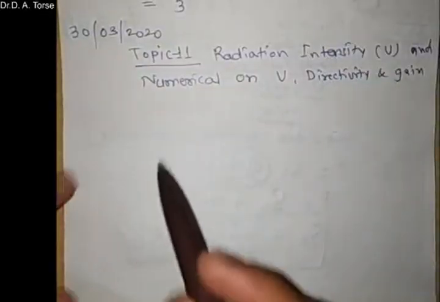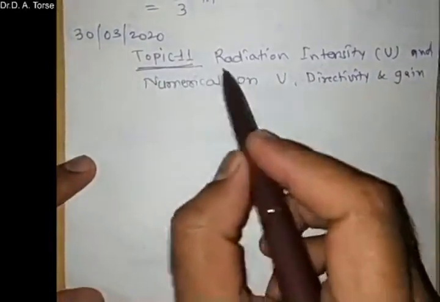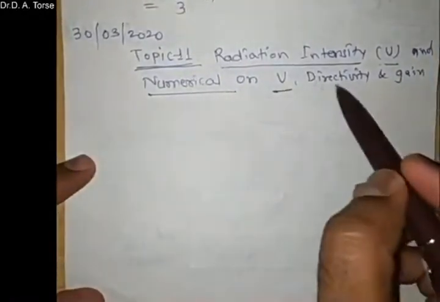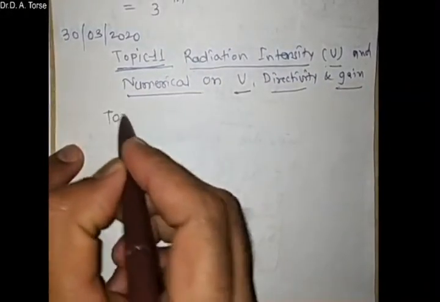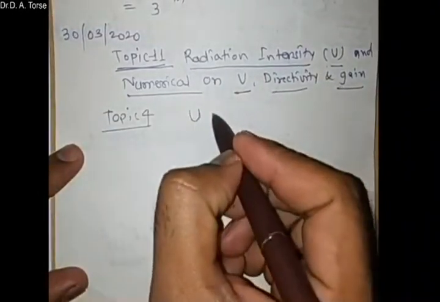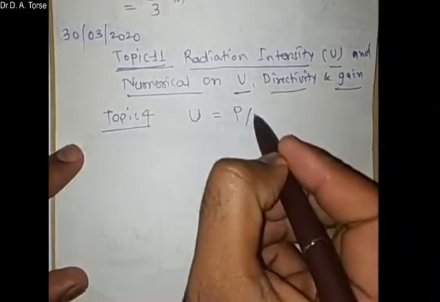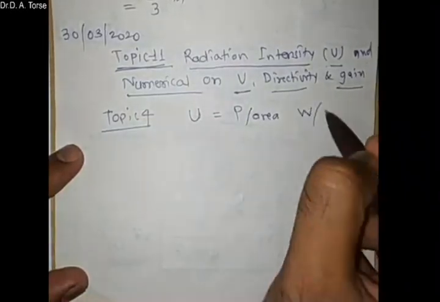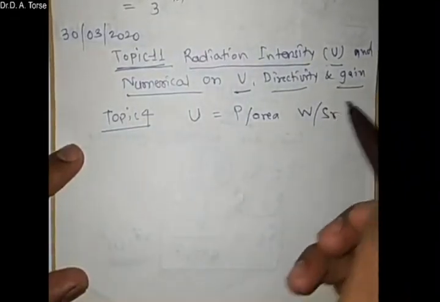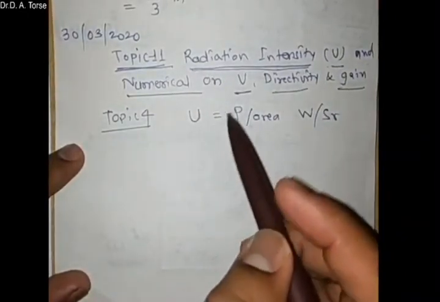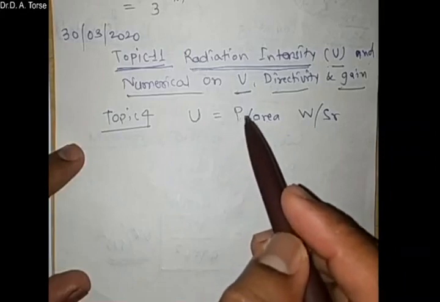Good morning. Welcome to topic number 11 on radiation intensity U and numerical on radiation intensity and directivity gain calculation. We have already discussed in topic 4 that radiation intensity U is power per unit area or power per unit solid angle, which is defined as watt per steradian. Now let's recall this concept and define it from power theorem.